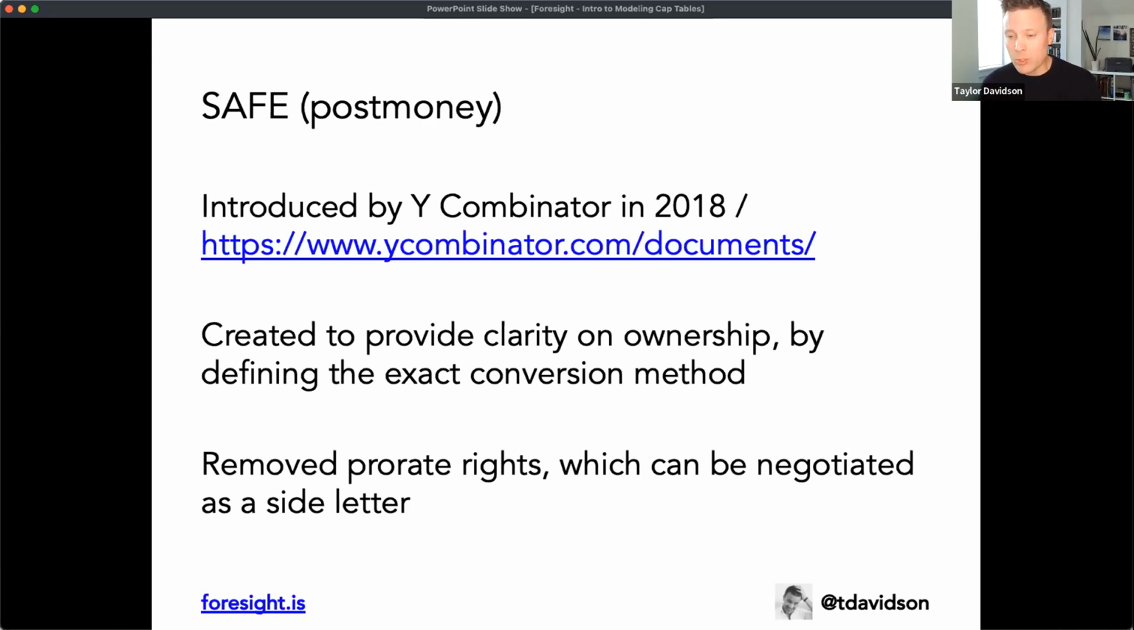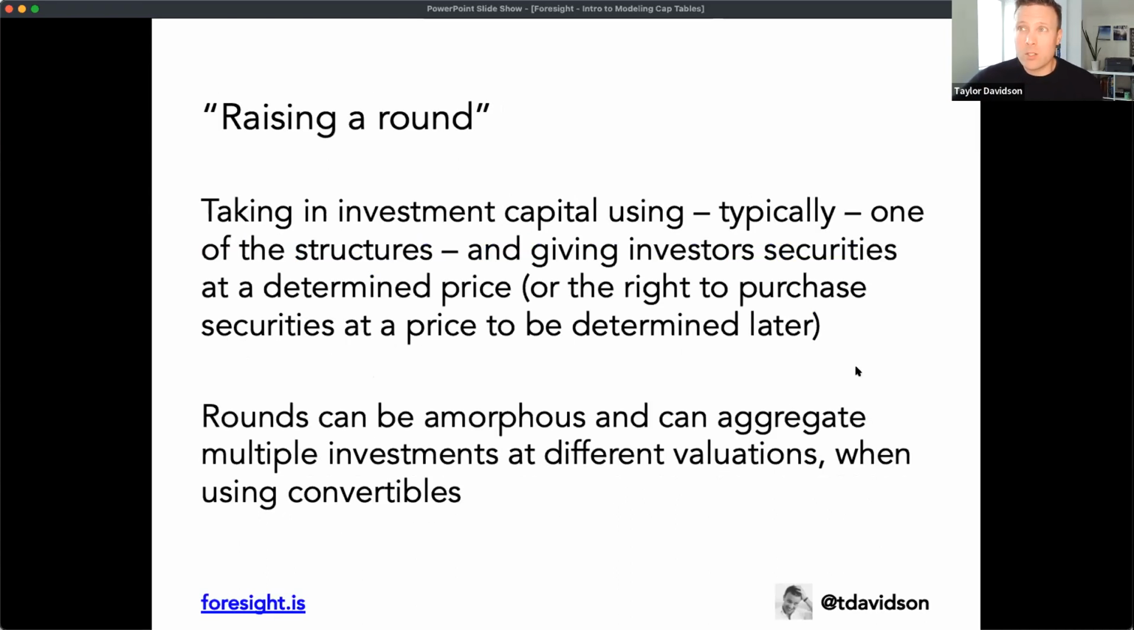These were introduced basically to provide more clarity around conversion methods. The pro rata rights were removed, but side letters can be attached to create them. The goal was to provide more clarity around ownership, which was often not handled in pre-money SAFEs and the more commonly used convertible notes. Post-money SAFEs are more common at this point in time. That said, there are still valid reasons why people would want a note or equity or SAFE, and the right instrument to use varies with the situation.